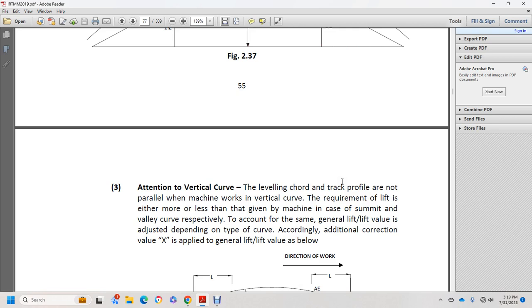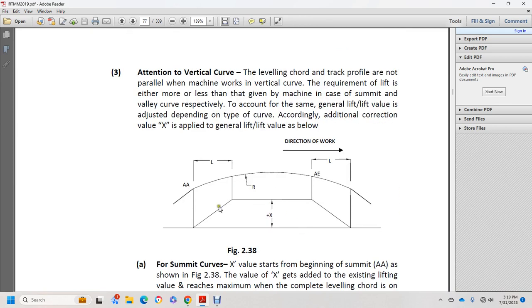Attention, vertical curve, the leveling of the core track, both of them not comparable. The machine works on the vertical curve, the requirement of lifting either more or less of the given machine with the given summative value of the curve, respectively to account for the same general lift and value with the adjustment depending on the type of the curve. Accordingly, intentional correction X applied, general lift and lift values is shown and shows the A and radius R, length 1 X plus N, direction of work.